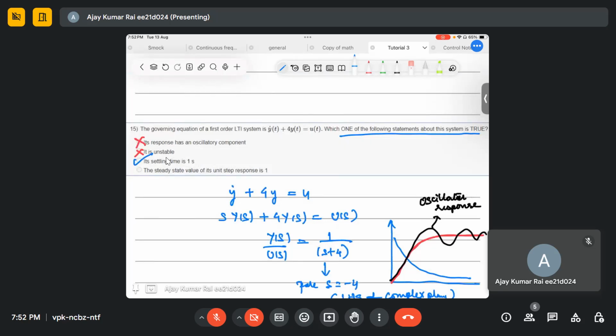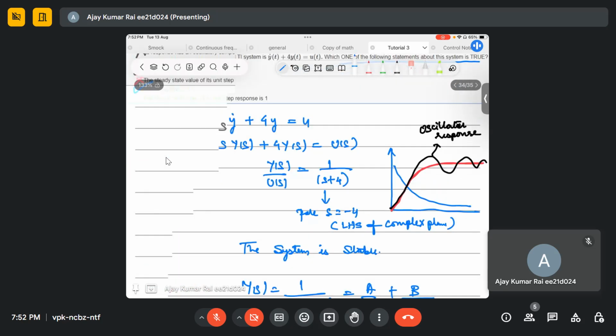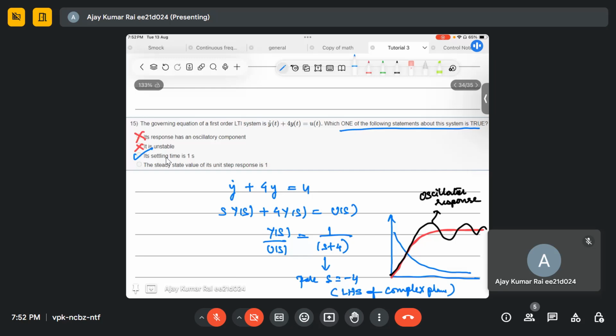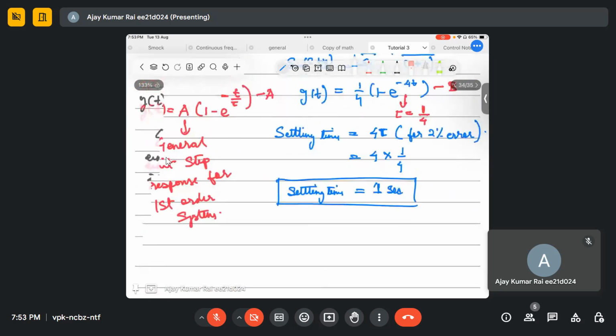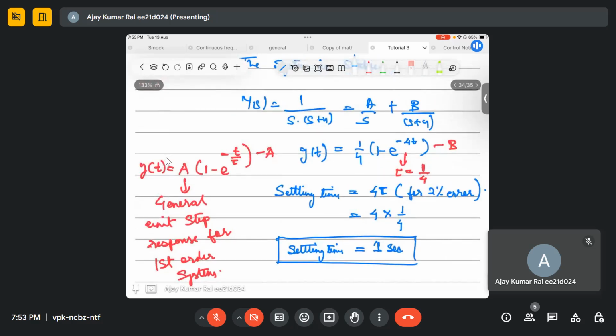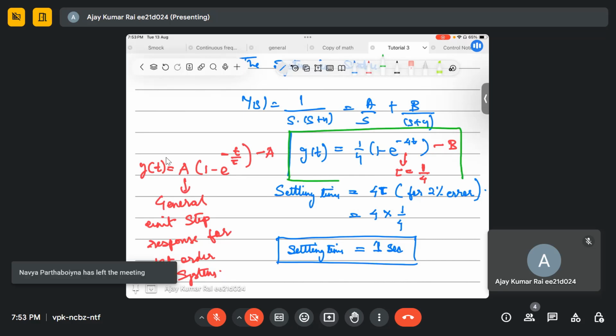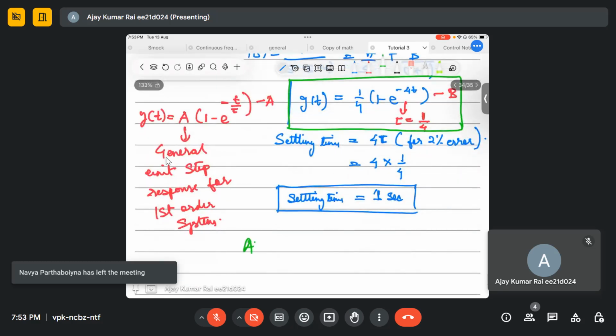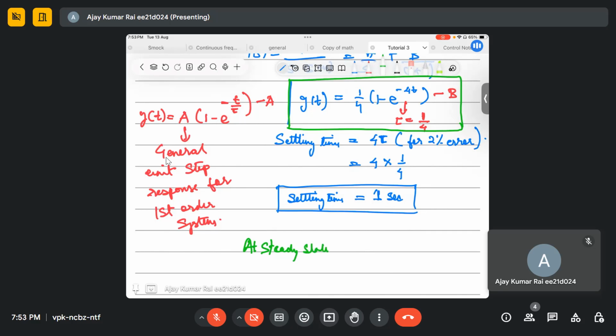Settling time is 1 second, just now we have found that out. On the last statement, it says the steady state value of its unit step response is 1 by s. So is this statement correct or not? This is the unit step response we have calculated, and we know at steady state, at t equal to infinity, what is happening?